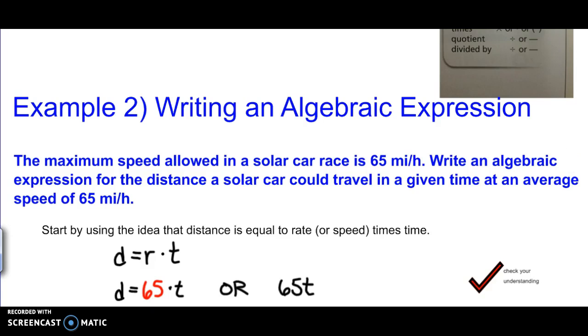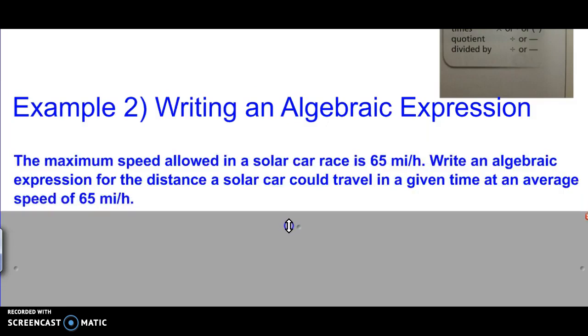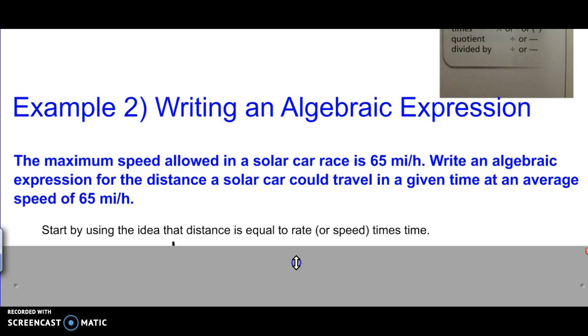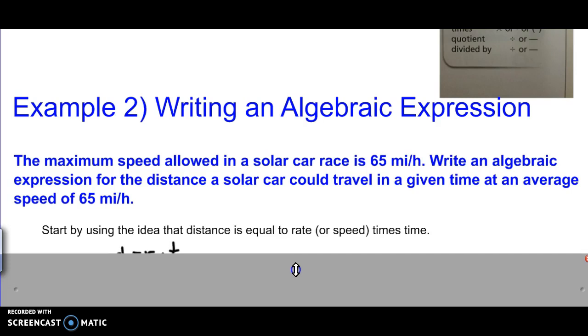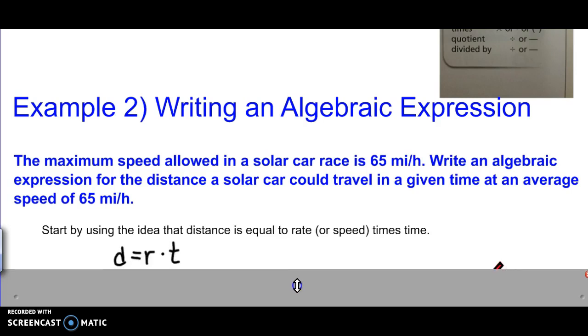Writing an algebraic expression. The maximum speed allowed in a solar car race is 65 miles per hour. Write an algebraic expression for the distance a solar car could travel in a given time at an average speed of 65 miles per hour. So we're going to start with a formula we're going to use throughout all of your high school career in math and science. Distance equals rate times time.